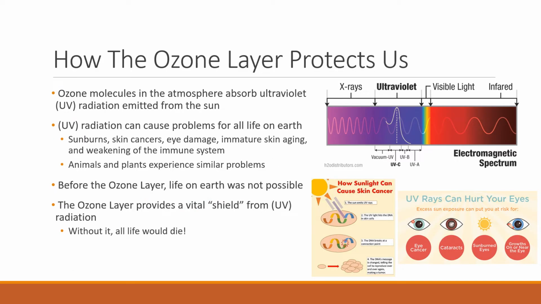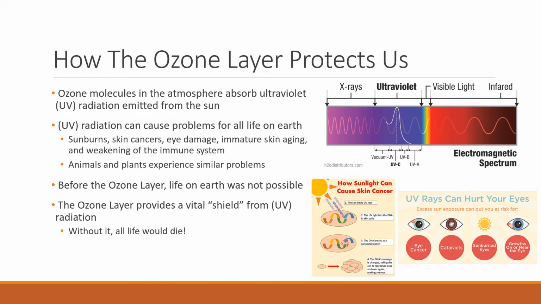So now that we know where the ozone layer came from, let's talk about what exactly the ozone layer does for us and why it's so important. As previously stated, the ozone molecules in the atmosphere absorb ultraviolet radiation, specifically UVB and UVC light emitted from the sun, and this process is very important because this kind of UV light can cause a plethora of different problems for all life on Earth. When exposed to high amounts of this kind of radiation, it can cause many different problems ranging from a simple sunburn all the way to deadly skin cancers. It's also been known to cause eye damage, premature skin aging, and weakness of the immune system.